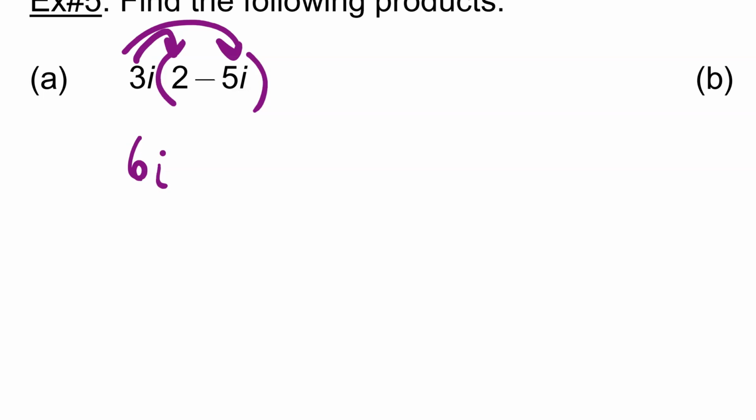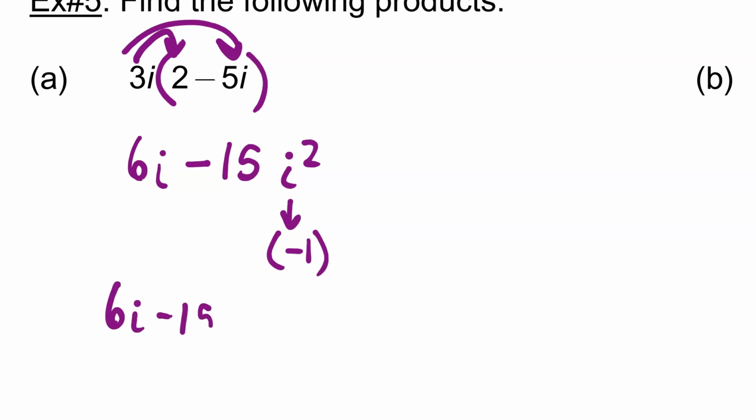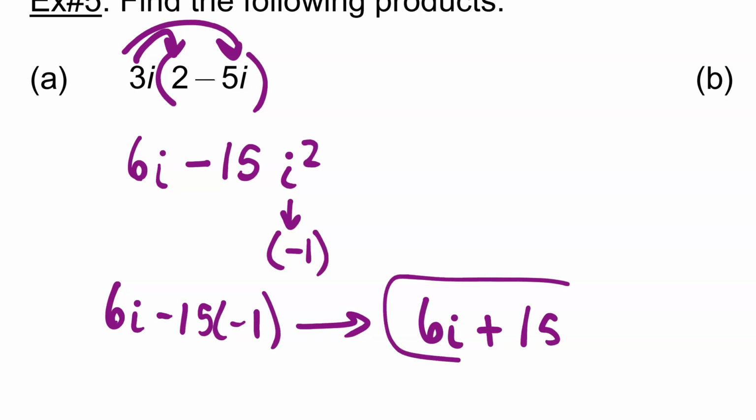3i times negative 5i is going to be negative 15i squared. But wait, we know what i squared is. i squared is negative 1. So I have 6i, and negative 15 times negative 1 gives me positive 15. What is negative 15 times negative 1? 15. Plus 15.